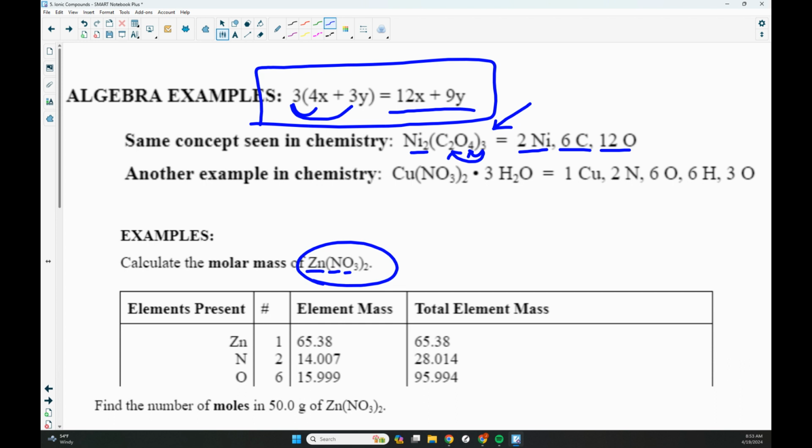particular compound. We talked earlier today about hydrates. If you're dealing with a hydrate, then you also need to factor in the mass of water. Some people like to skip that.